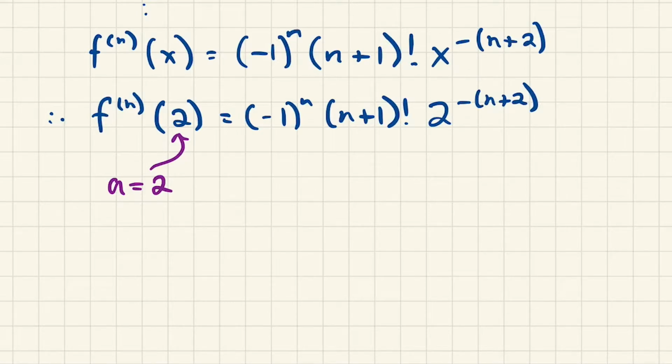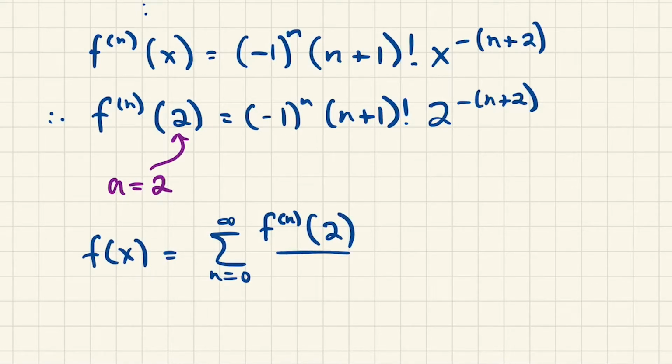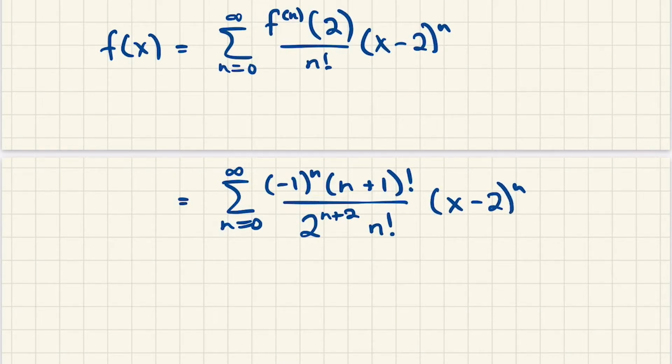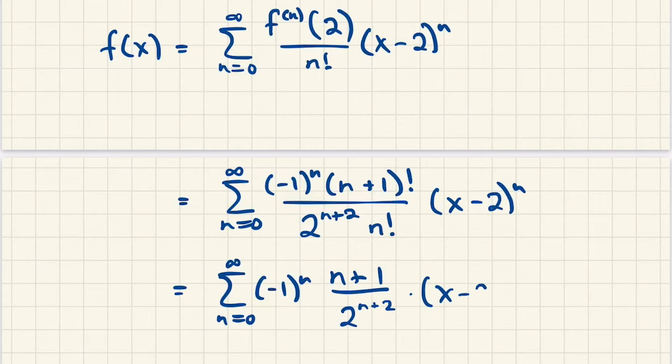All right, so now we can go back to our form for the Taylor series, plugging 2 in, x minus 2 to the n, and we'll just replace the nth derivative at 2 with that formula that we found, except I'm going to put the 2 to the n plus 2 in the denominator. All right, and now we take a look at it and see if anything reduces, and we do have a factorial battle that can be resolved. So that comes out to n plus 1 over 2 to the n plus 2 times x minus 2 to the n. And that's our final answer.